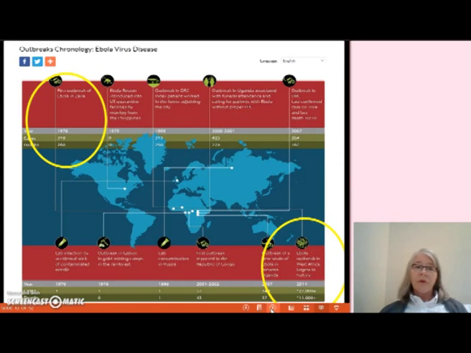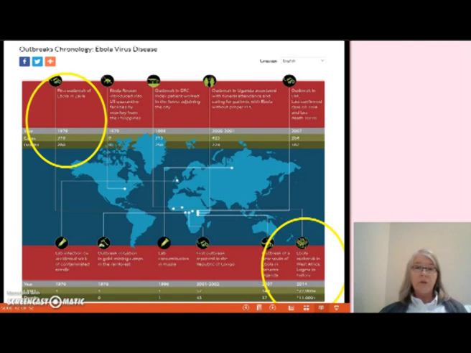Here's a different chronology. It's a timeline looking at Ebola virus disease. So you can see we have our first outbreak in Zaire, although the virus was identified in laboratories earlier than that. So we're looking at 1970, so that's 45 years ago. And then we have different incidents here. I've mentioned here is in Gabon.